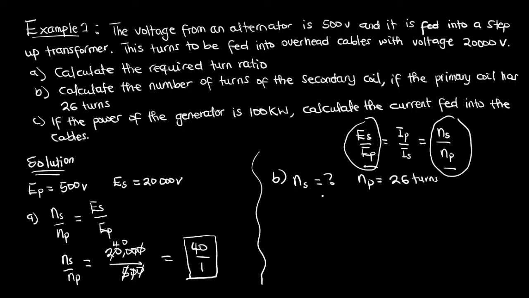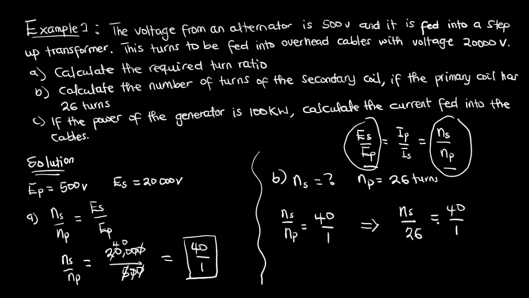Now we've already established that the ratio of NS to NP is 40 is to 1, from the A aspect. So if that is the case, then this implies that our NS, which we still don't know, we maintain as NS, but our NP has been given to us as 26, so this will be equal to 40 divided by 1.